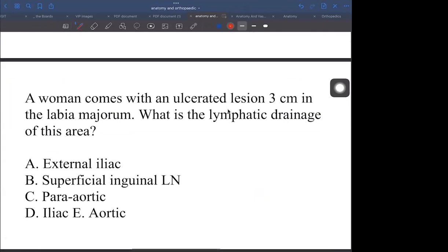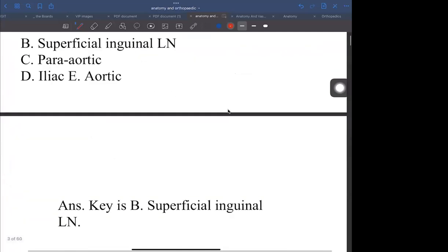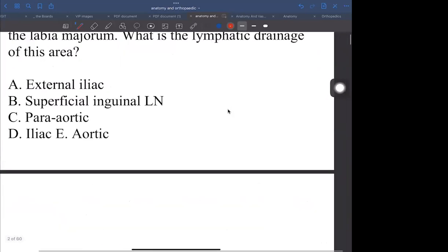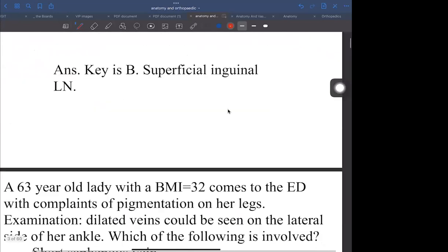Okay, a woman comes with an ulcerated lesion 3 centimeters in the labia majora. What is the lymphatic drainage of this area? Okay, I think that will be B. Superficial inguinal lymph nodes. Excellent, well done. So if you remember the table that we explained, where everything goes, the whole thing. Anyways, next question.